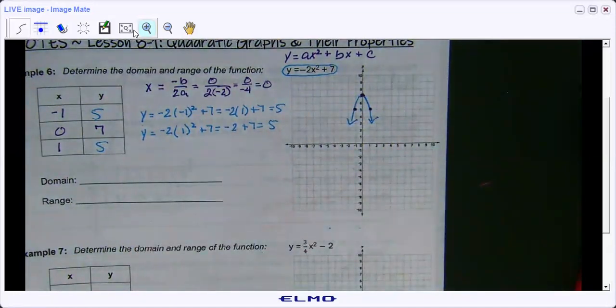Sam, the lines don't have to be straight, right? That you don't need a ruler. No, there's no way. Yeah.